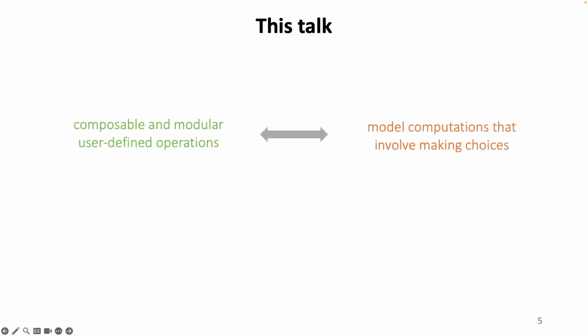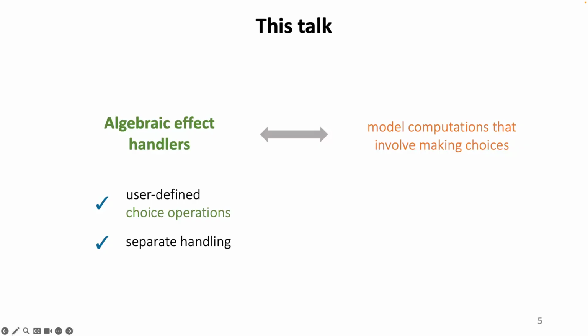More specifically, this talk is about the marriage of two programming language features to support two key components in decision-making processes. First, there may be numerous choice operations in a program which can depend on various context information, complicated computations, or maybe even one choice can depend on other choices. So we need a way to express composable and modular user-defined operations. In order to do that, we use algebraic effect handlers, which allow choice operations to be defined as user-defined operations that can then be handled separately using effect handlers.